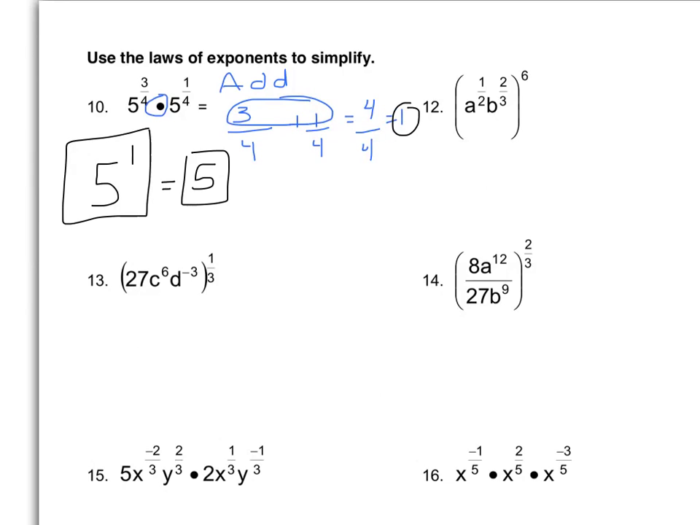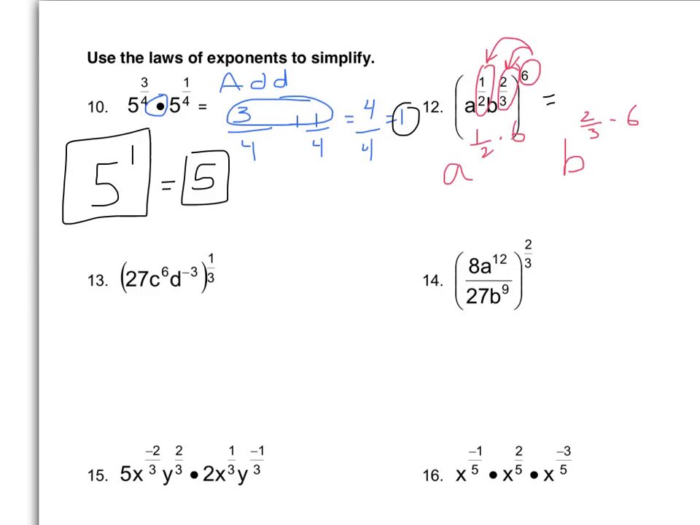So let's move on to number 12. Since it's a power to a power, you need to multiply them. So it would be a to the power half times 6. So half times 6. And then b to the power 2/3 times 6. So also you multiply the 6 by the 2/3.